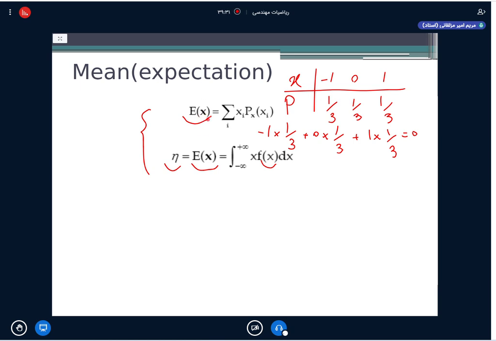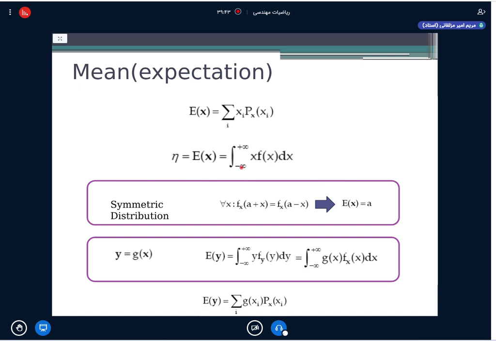Okay, the expectation of a random variable for the discrete case, and here this integral for the continuous case, when we have a continuous random variable. But the expectation has some properties. The first property is this. It says if we have this equality, it means that if the PDF of a random variable is symmetric around A, then the expectation of the random variable is equal to A.